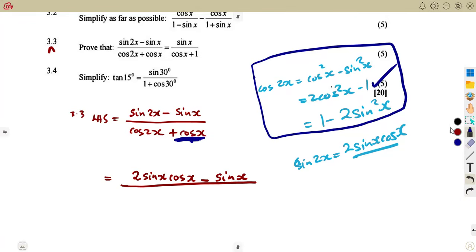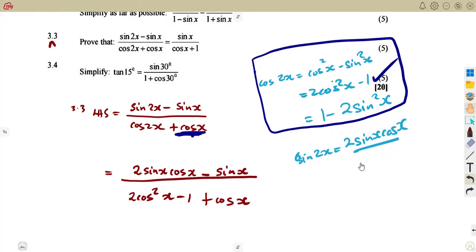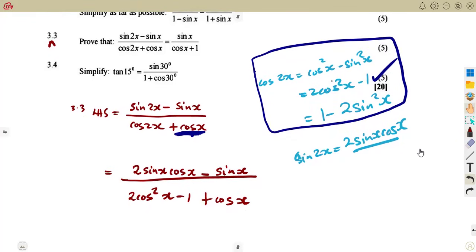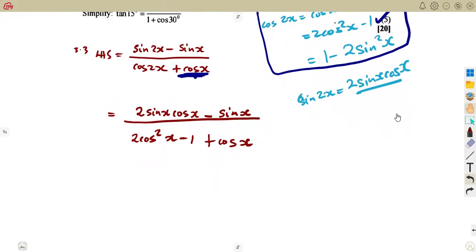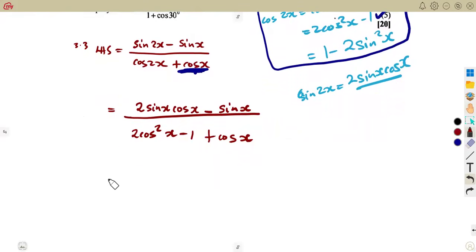So we are going to choose this one, which is what? 2 cos squared of x minus 1. But already there's what? Plus cos of x there, which is what we have. So those were the identities in use. Then from there we can simplify.